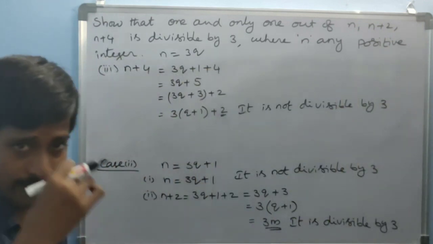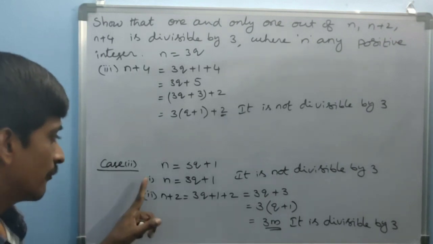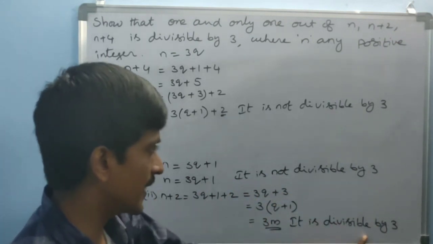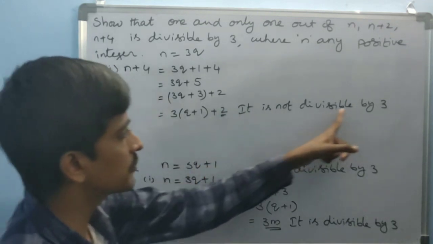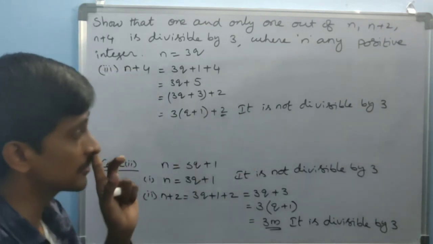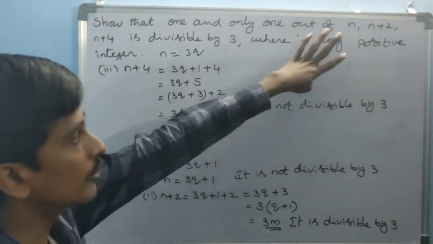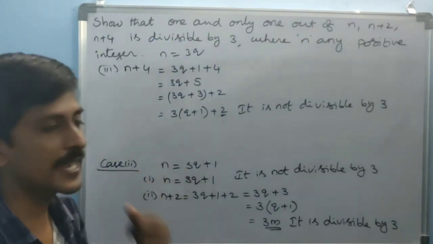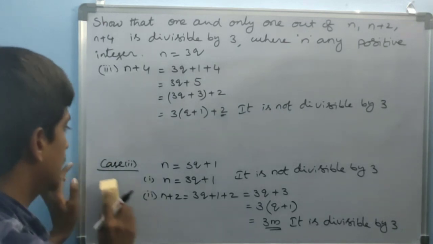In the second case, the first one is not divisible by 3, the second one is divisible by 3, the third one is not divisible by 3. So in the second case also, one and only one out of these 3 is divisible by 3. That is case 2. And now case 3.